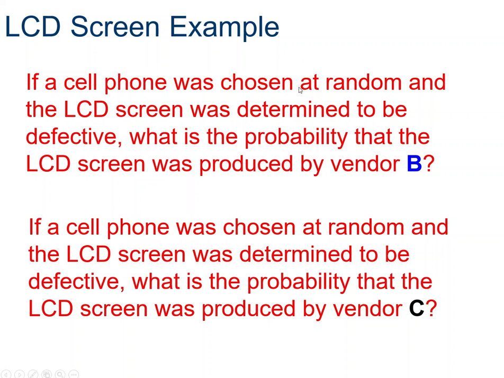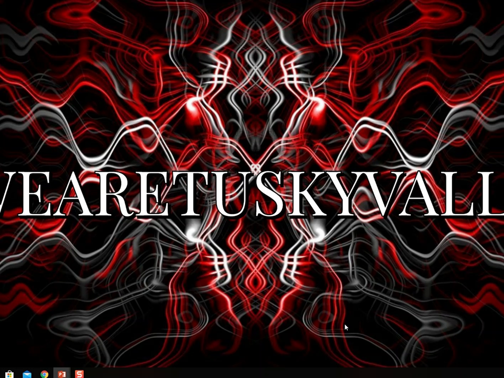So if a cell phone is chosen at random and the LCD screen is determined to be defective, the probability that the LCD screen was produced by B and then also by C. So all those can be done.